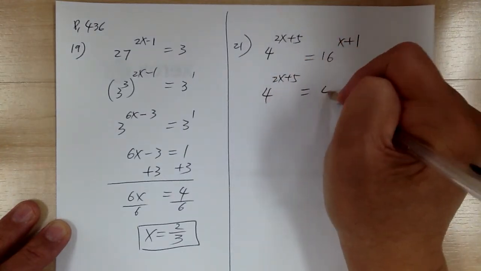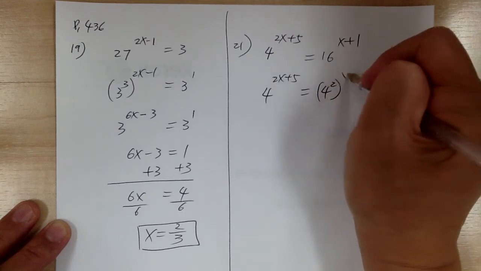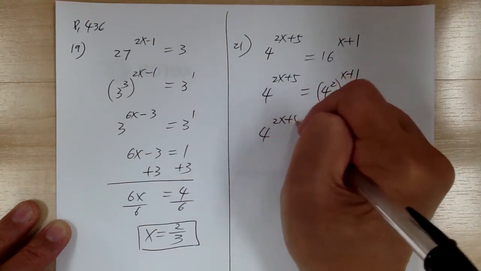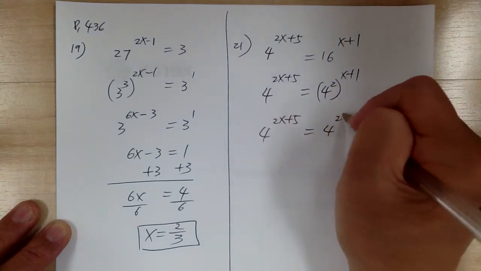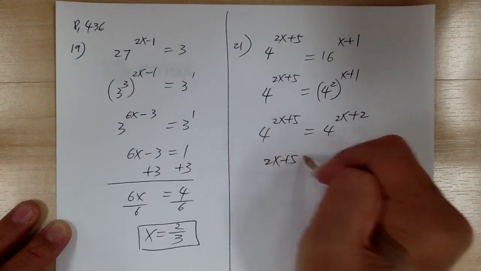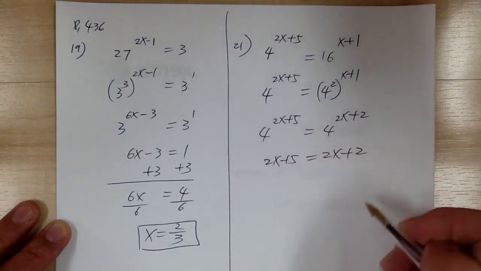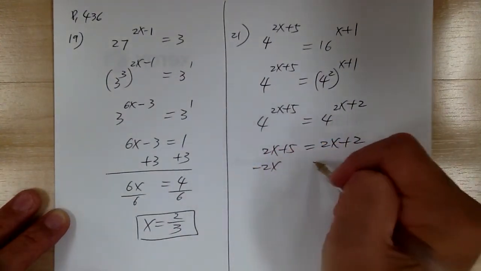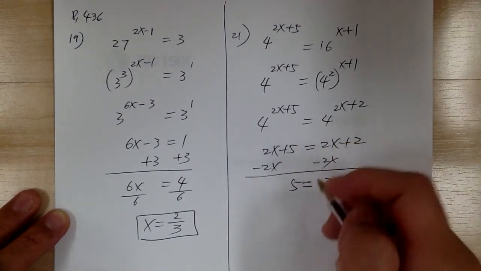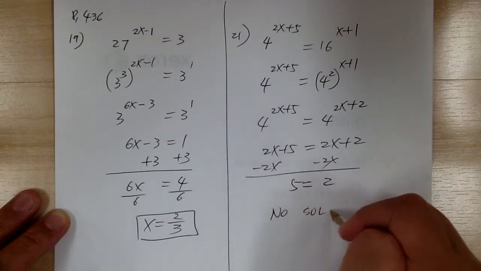So 16 is 4 squared, and you can multiply out. So 4 to the 2x plus 5 equal to 4 to the 2x plus 2. Then you match it up. So you've got 2x plus 5 equal to 2x plus 2. Then minus 2x on both sides, you get 5 equal to 2. So this is impossible. Therefore, there will be no solution.